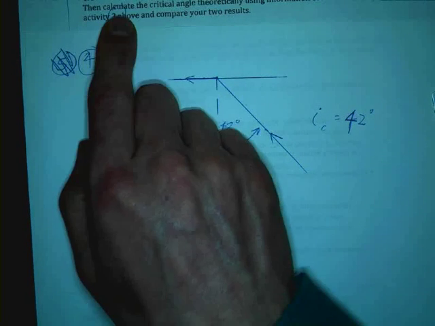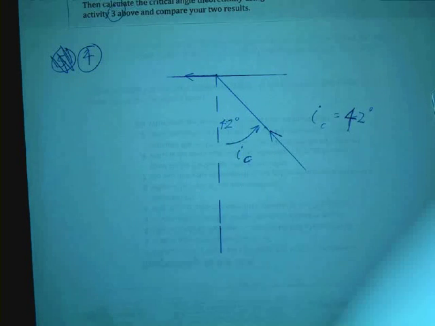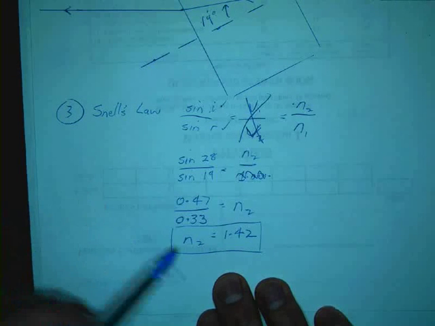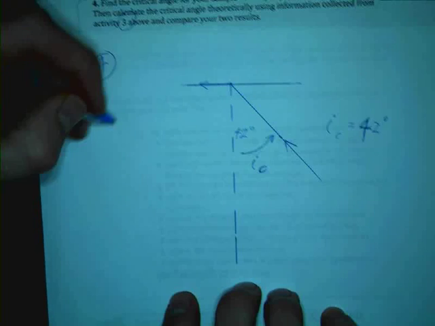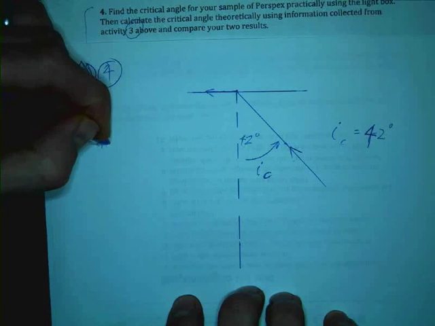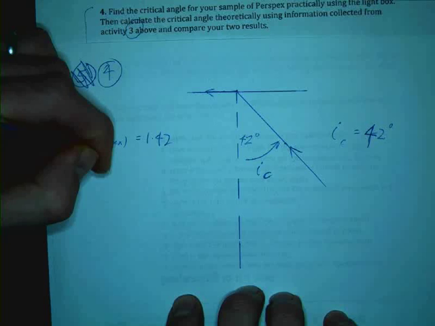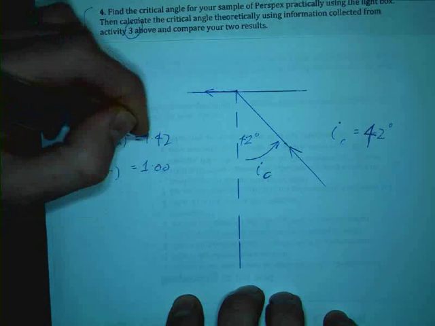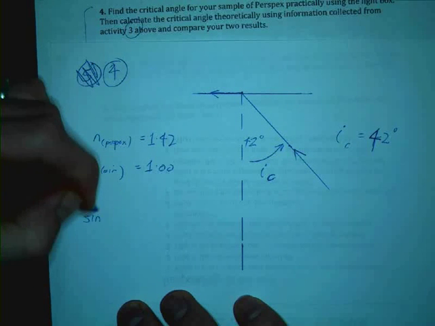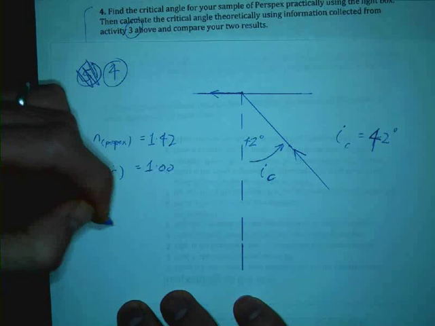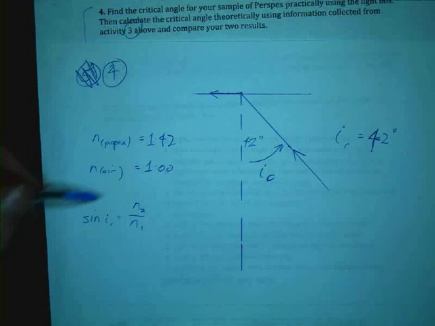Now, let's calculate it using information collected from our previous workings, which was we found that the absolute refractive index of our bit of perspex was 1.42. So N of perspex equals 1.42. N of air will need to be 1. Alright, to calculate our critical angle, the sine of the critical angle equals N2 divided by N1. Alright, this is a derivation of Snell's law.